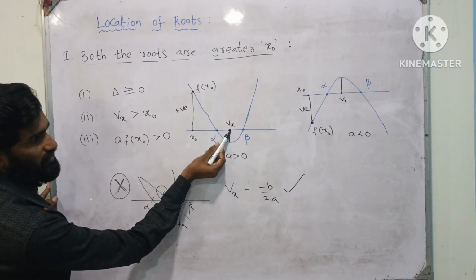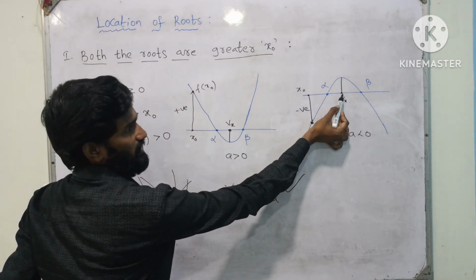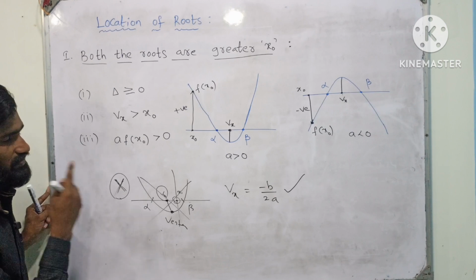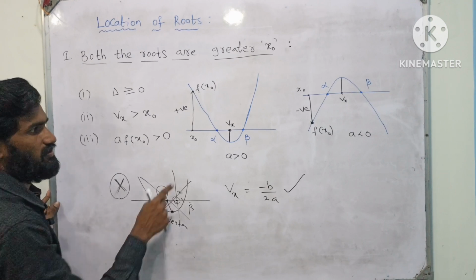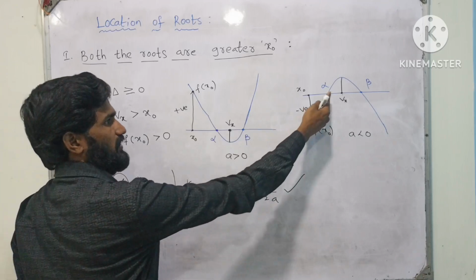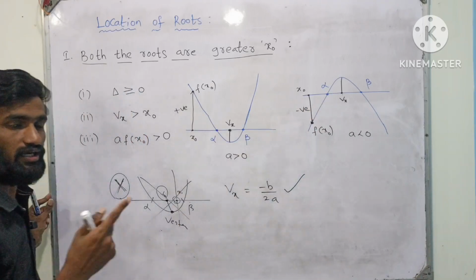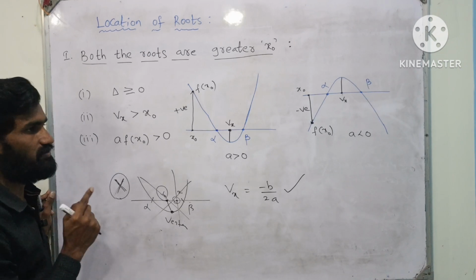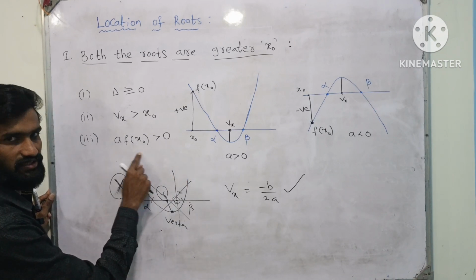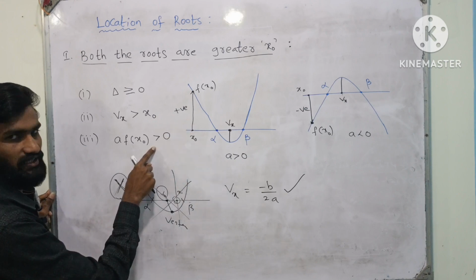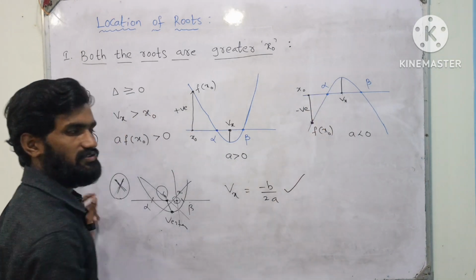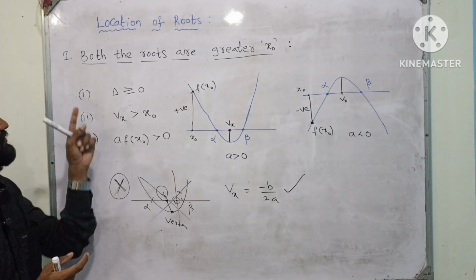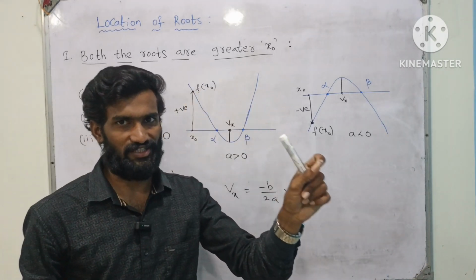If you want, you can check. Here also Vx is always greater than x naught. So what is the third condition? If you observe here, we are getting f of x naught positive, and here we are getting f of x naught negative. In order to eliminate that case, we considered a into f of x naught. Here a into f of x naught is always greater than 0, and here also a into f of x naught is always greater than 0. So this is the first one, that is both the roots are greater than some x naught.